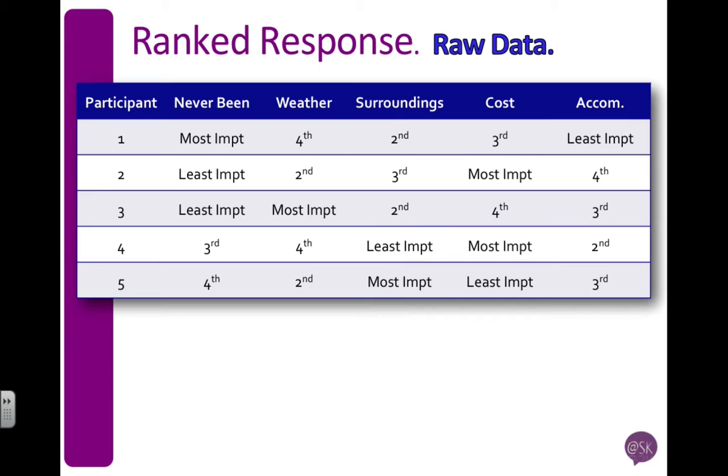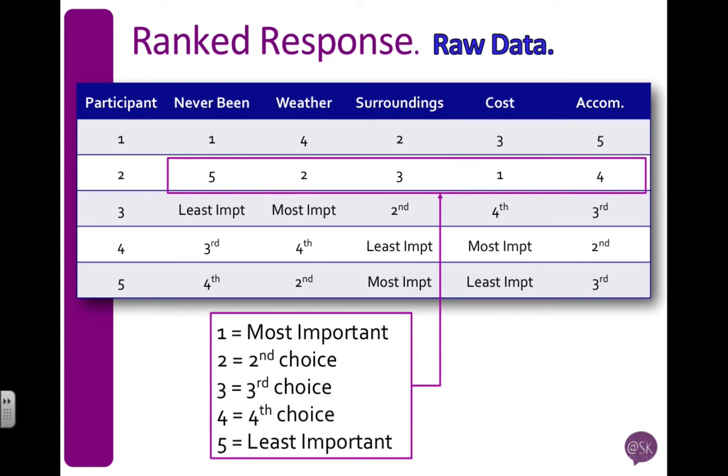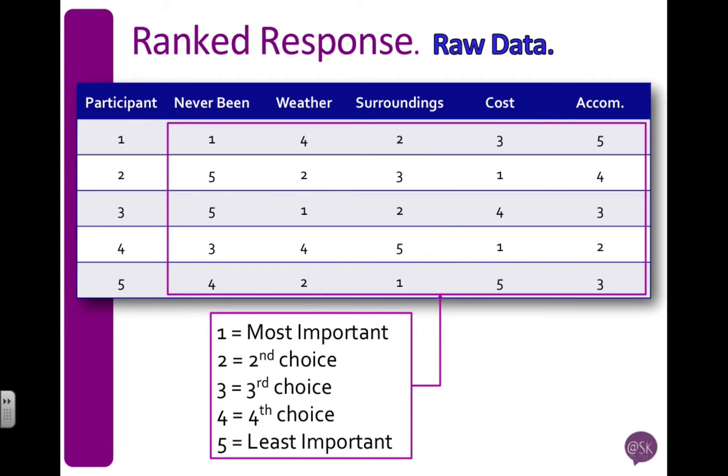I always have my participant ID column on the left-hand side, and then my variables as the column headings across the top. These are my 5 topics: never been, weather, surroundings, cost, and accommodation. For participant 1, I need to code this data. The most important is a 1, the least important is a 5, and 2, 3, and 4 correspond to those numbers. So I'm going to replace the responses with my codes. I'm going to do the same for participant 2, and then for the rest of the participants. Now that I've replaced all of the responses with my numerical codes, I'm ready to enter my data into SPSS.